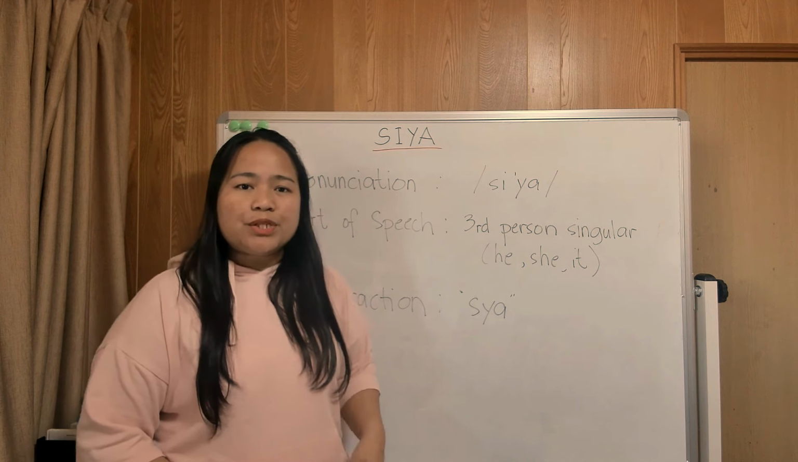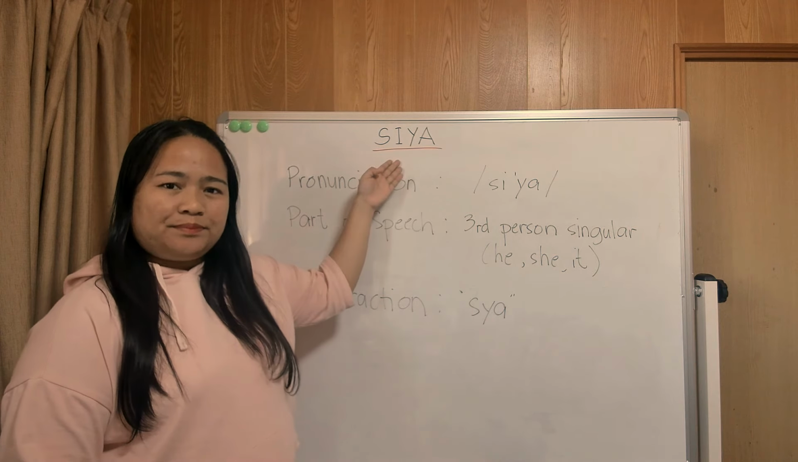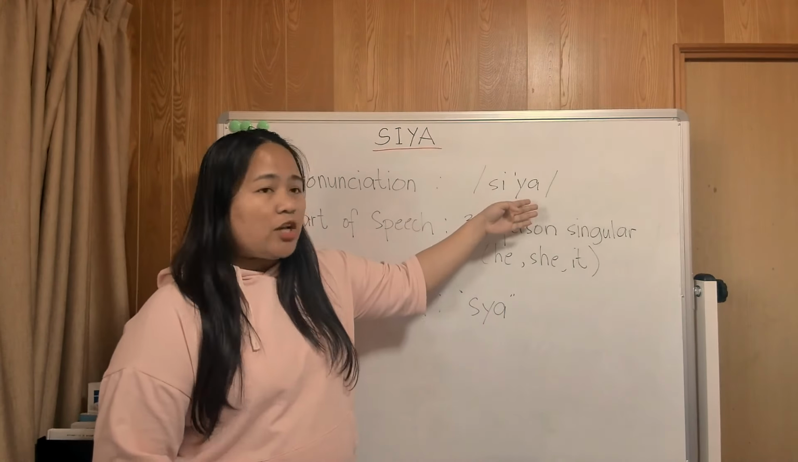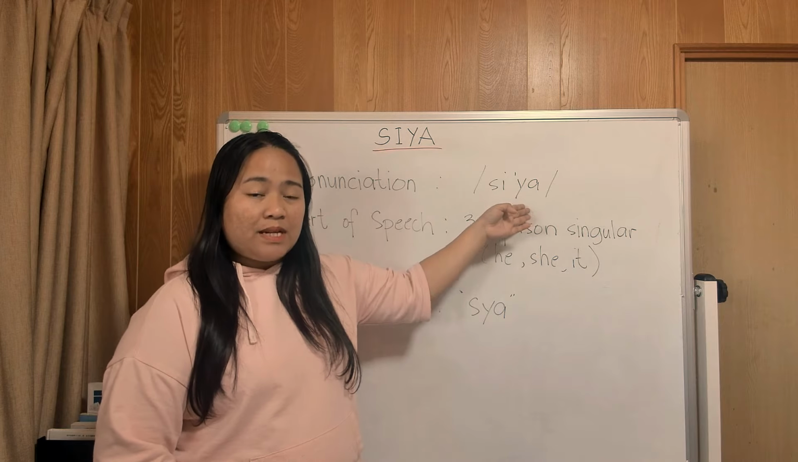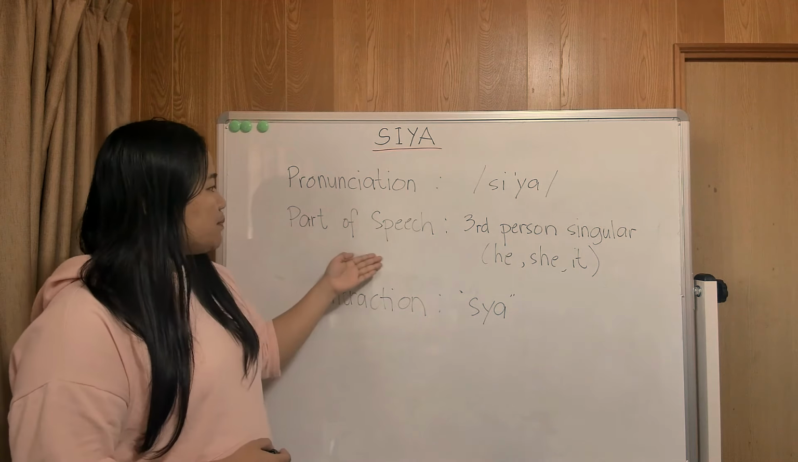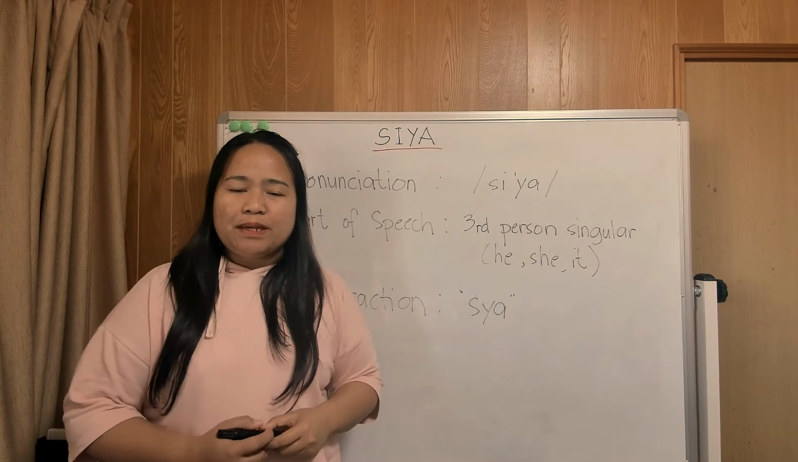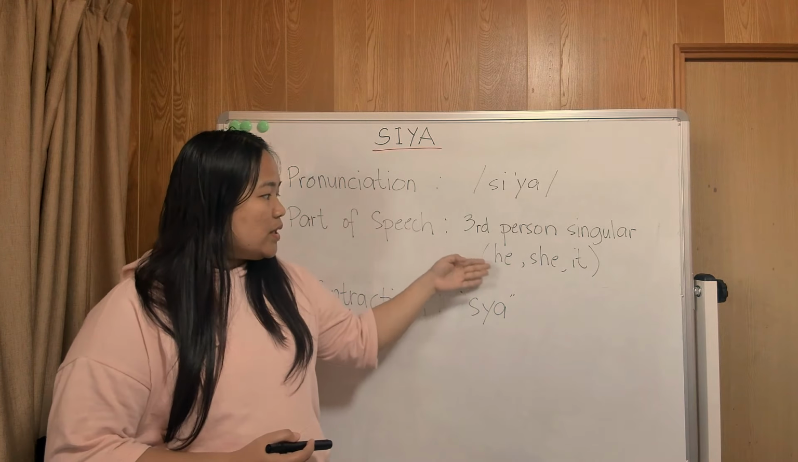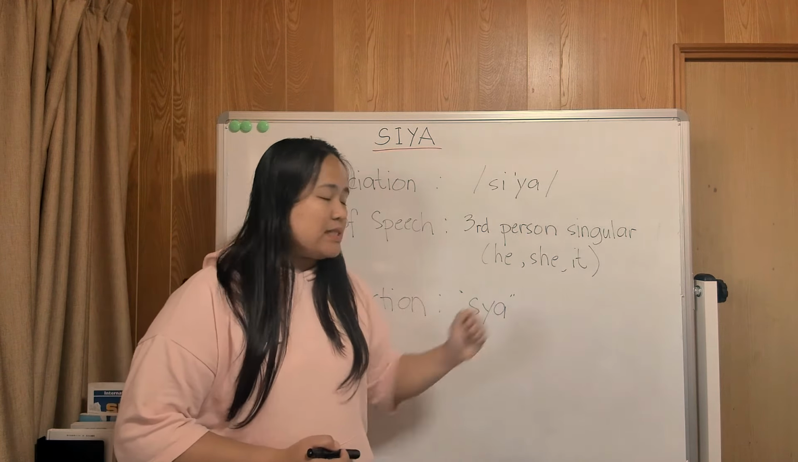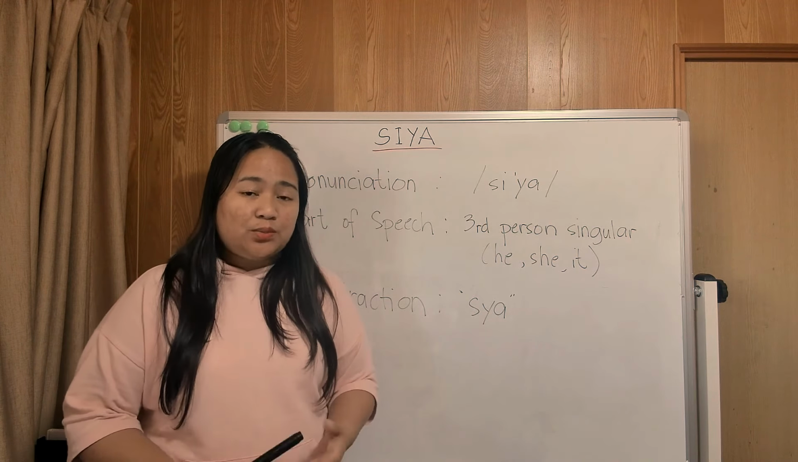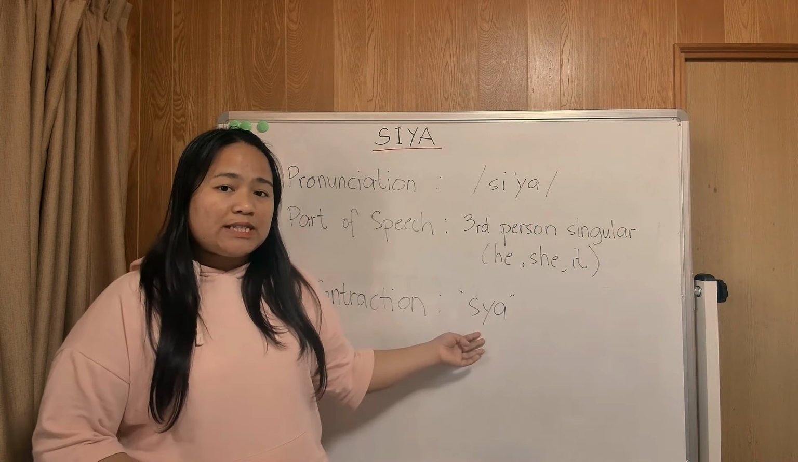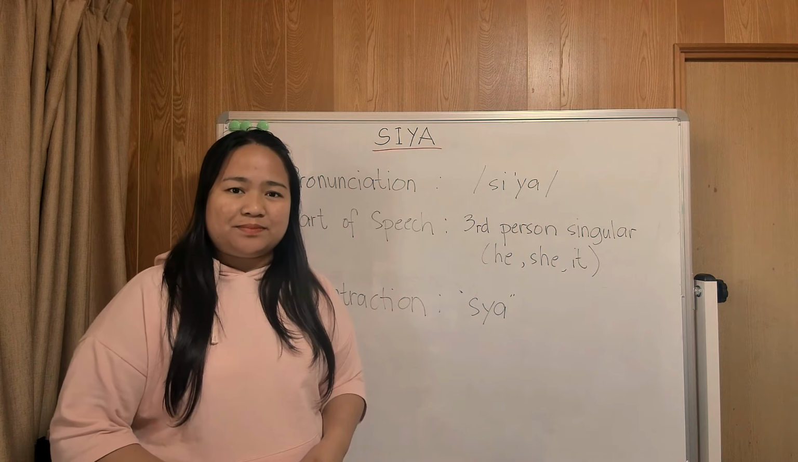Now let's have the word siya. Pronunciation, siya. It's on the second syllable. Part of speech, it is an independent personal pronoun. Third person singular, he, she, it. In casual writing or speech, you may see siya as a contracted form of siya.